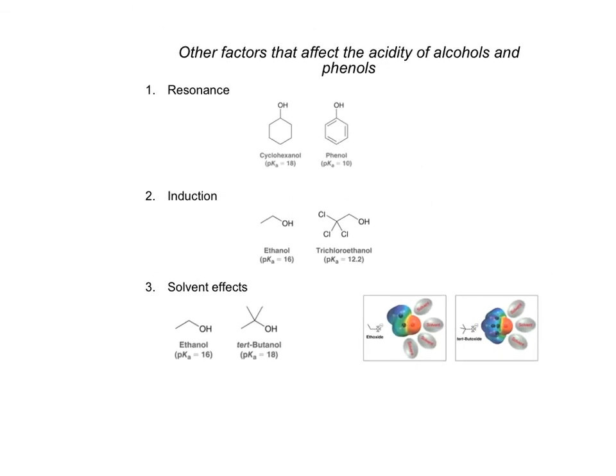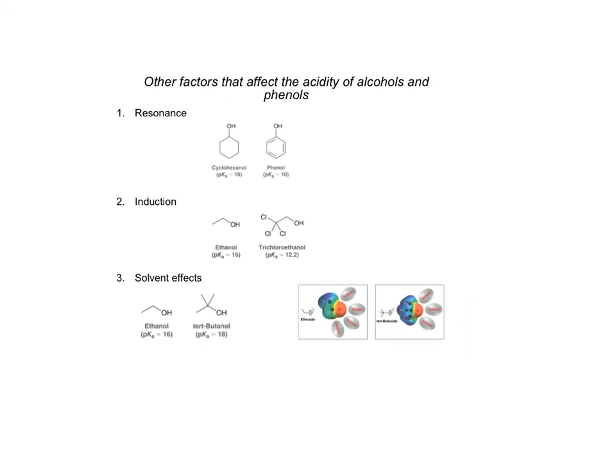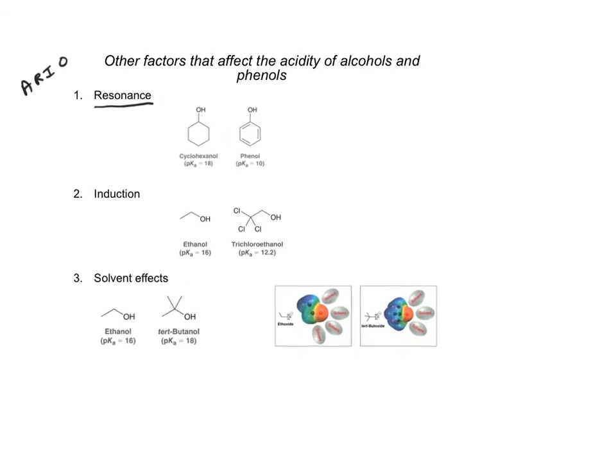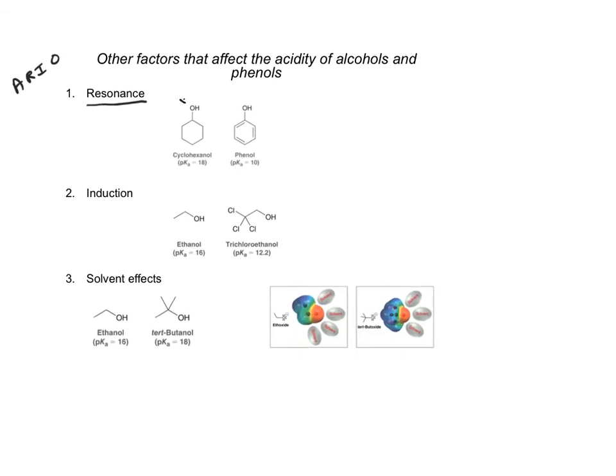Okay, so other factors that are going to affect the acidity of alcohols as well as phenols. A stood for atom, R stood for resonance. We talked about this when we talked about arenes. I stood for induction, and O stood for orbital. So if we consider two alcohols, cyclohexanol versus phenol, we're trying to consider which one of these two is the stronger acid. To do that, we're going to look at the stability of the conjugate base.